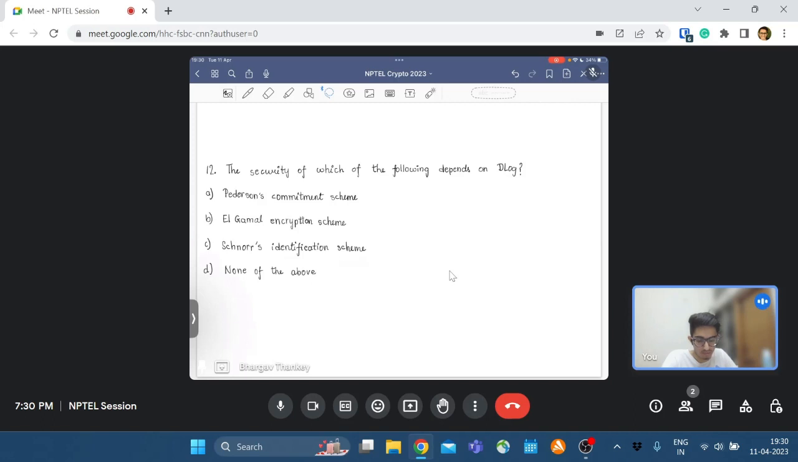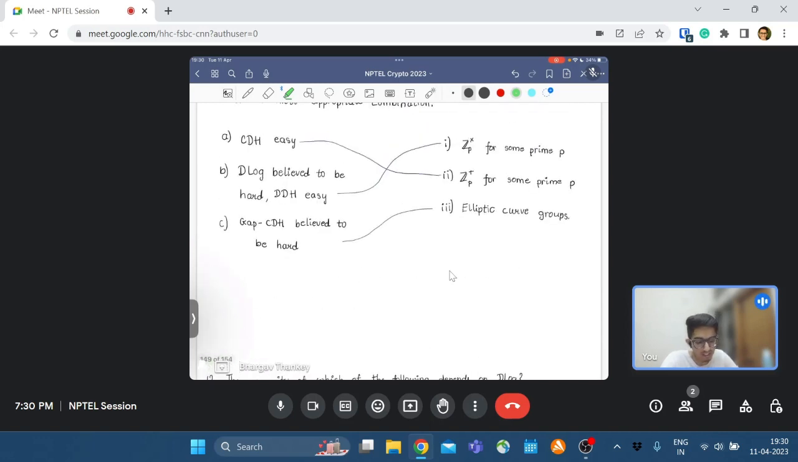Okay, so let's go through all the options. The first option is Pedersen commitment scheme. Well, we saw that this is true. The security of the Pedersen commitment scheme depends on the D-log assumption, so A is true. Option B is Elgamal encryption scheme. No, we saw in class last week that the security of the Elgamal encryption scheme depends not on the D-log assumption but on the DDH assumption. Now we know that there are groups in which D-log is hard but DDH is easy.